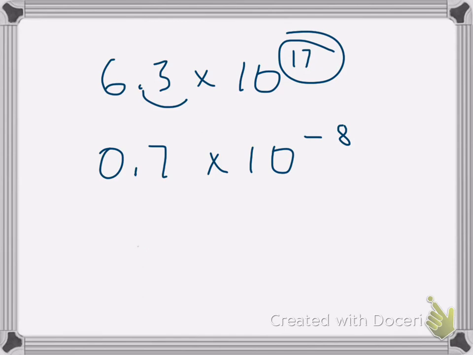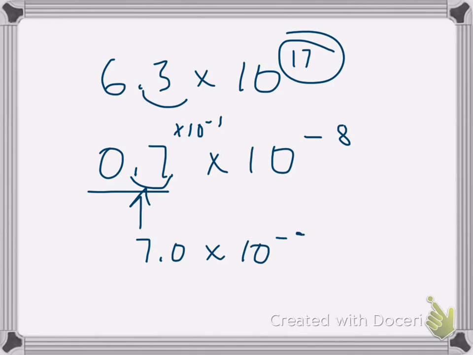All right, is this a big number or a small number? Small number, so it has a negative exponent. What's the negative exponent going to be on this? If I put it in scientific notation, it would be 7 times 10 to the negative 1. Why is it negative 1? Because it's a small number. All right, negative 1 and negative 8 would give us 7.0 times 10 to the negative 9.